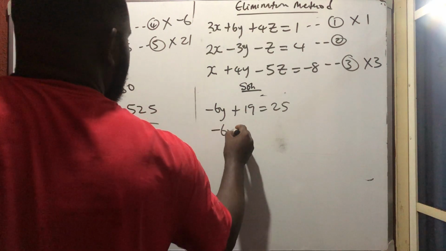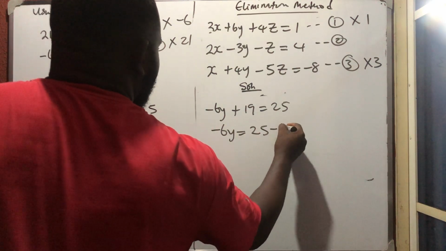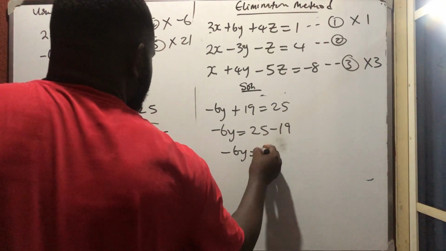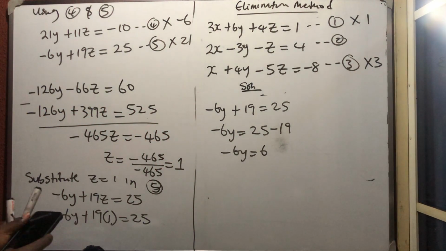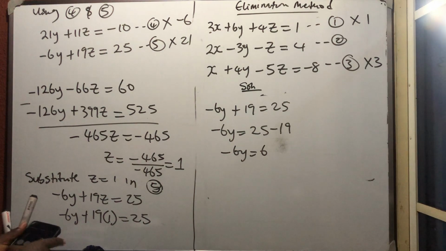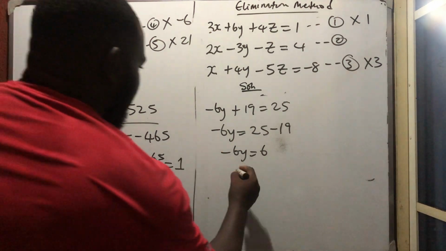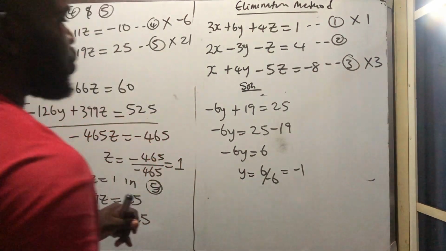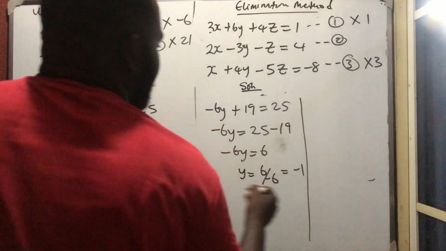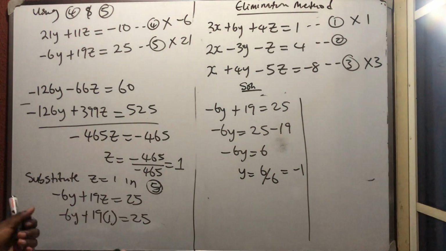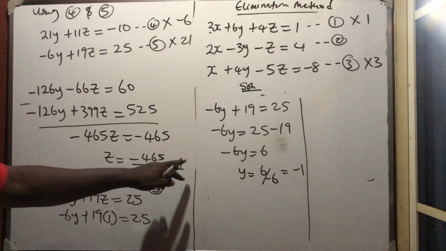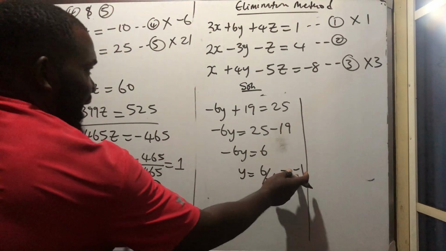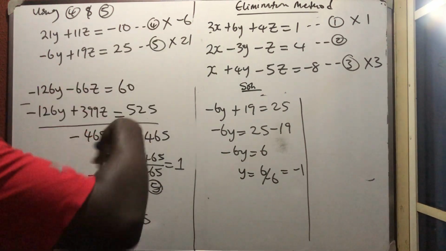So therefore minus 6y is equal to what? 25 minus 19, which is 6. So therefore my y will be what? 6 divided by minus 6, which is equal to minus 1. Now I have gotten my y to be minus 1. How do you get x? Substitute z and y in either equation 1, 2 or 3. You will get your x.